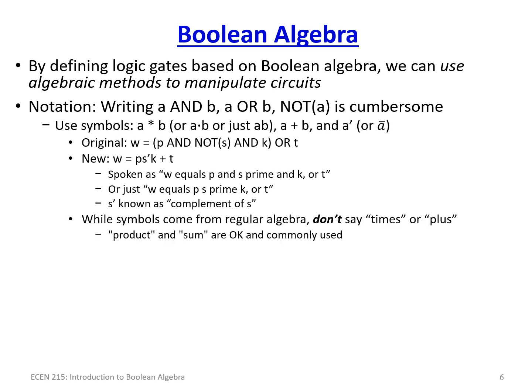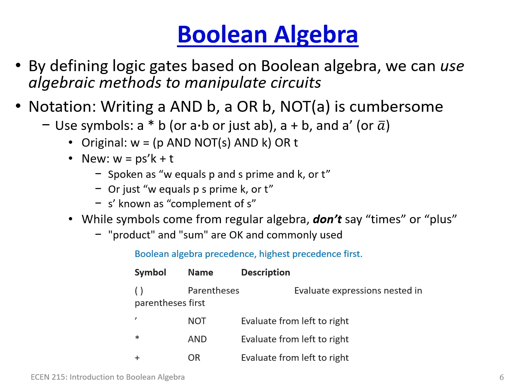While using symbols, we don't say times or plus, even though I was using that before, just to get you used to seeing what this means. This is really the product and the sum, and they are okay and commonly used. So this is the product term, and this total part here, already done by precedence first, becomes the product term of PS prime K, ORed with T, not plus. This is not plus, and this is not multiply. This is dealing with ANDing and ORing, or the not.